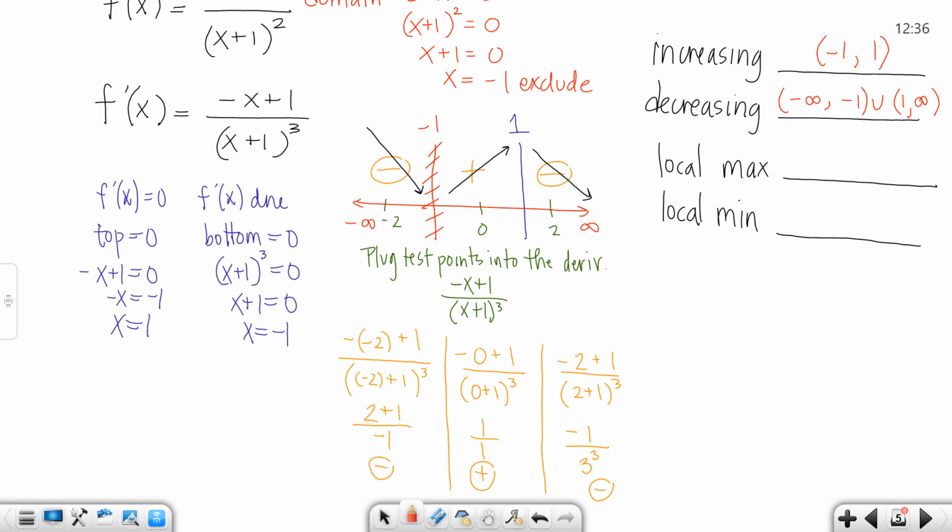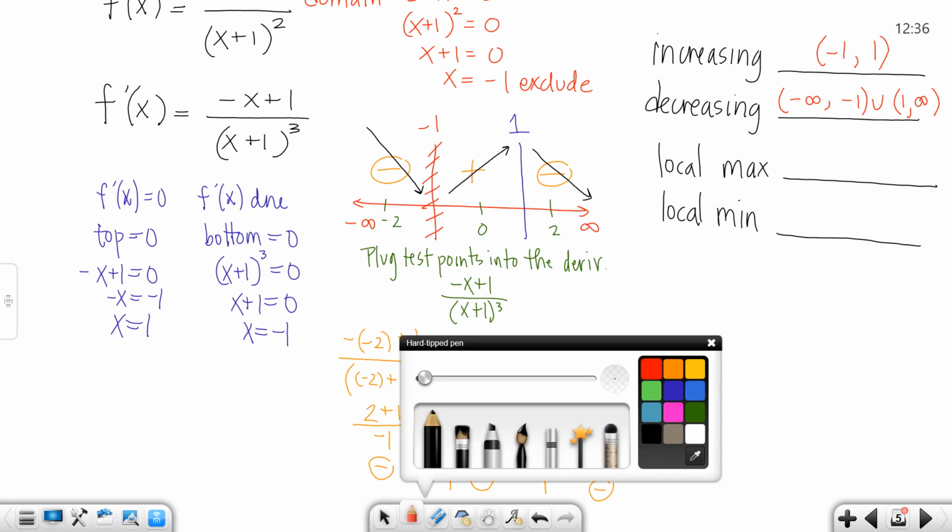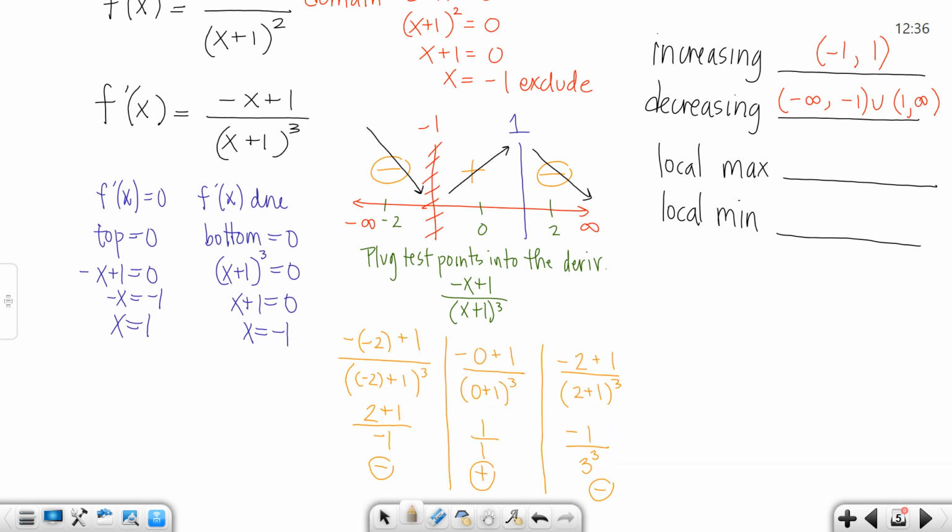Now, here's a little trick. Normally, to find my local max and mins, I connect the arrows. But if I look right here, -1 is not in my domain. So even though it goes negative to positive, there's not a point at -1. It's not on the graph. So this will not be a min. And the reason it's not a min is that it's not even a point on the graph to begin with. It's thrown out. So you do not have a min here.